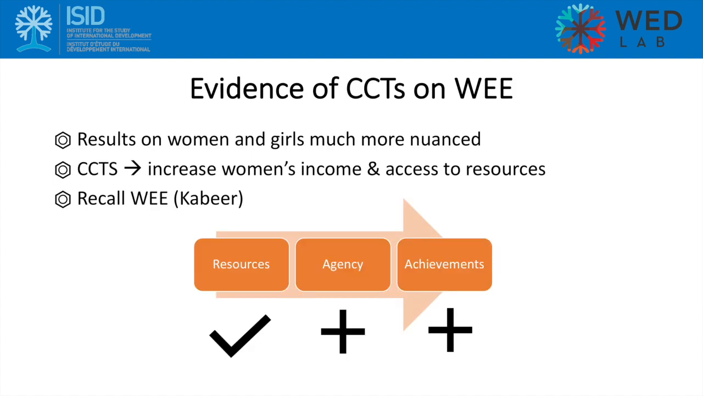So where are we on the evidence here? The results on women and girls are much more nuanced than just looking at what's happening to children's education and health and income of the household and consumption and nutrition of the household. So those results we saw were very clear and positive. The impacts on women and girls, much more nuanced.